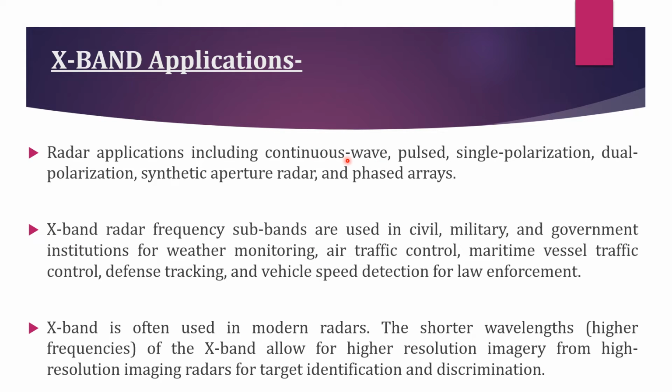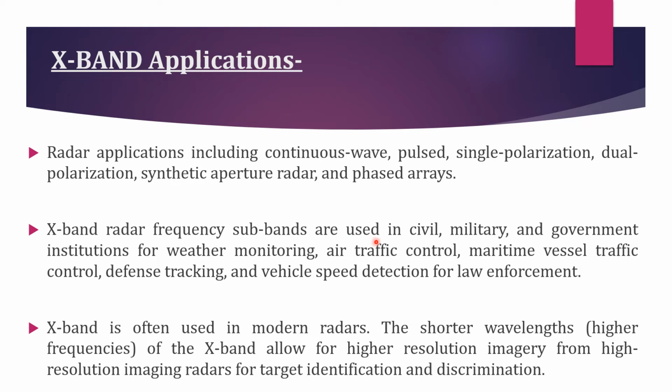Continuous wave means analog signals are continuously transmitted from the radar antenna. Pulse means intermittent signals: pulses are transmitted from the radar antenna at certain intervals of time. The rest of the radars I will discuss afterwards. Then, X-band radar frequencies have been divided into two bands. First is the sub-band, and the other is the shorter wavelength or higher band.